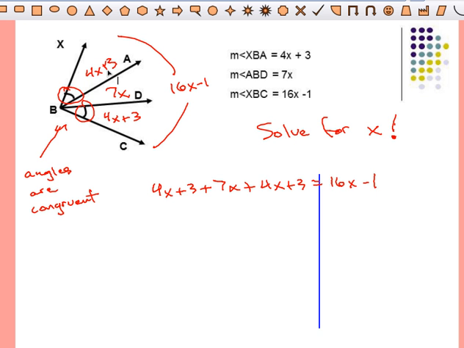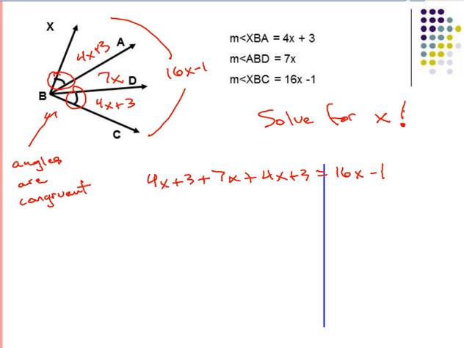Sometimes, by the way, this is a useful tool to draw a line where the equal sign is, and then I can just work my way down. So first I check if there's any like terms. Over here there's a 4x, 7x, and a 4x. That adds up to 15x plus 6 equals 16x minus 1. Okay? Then I want to get x's on one side, numbers on the other, subtract 15x from both sides, and I get x over here, add 1 to both sides, and I get 7.